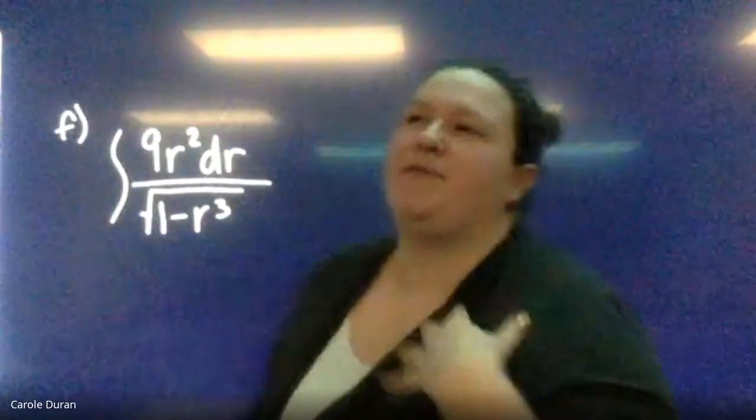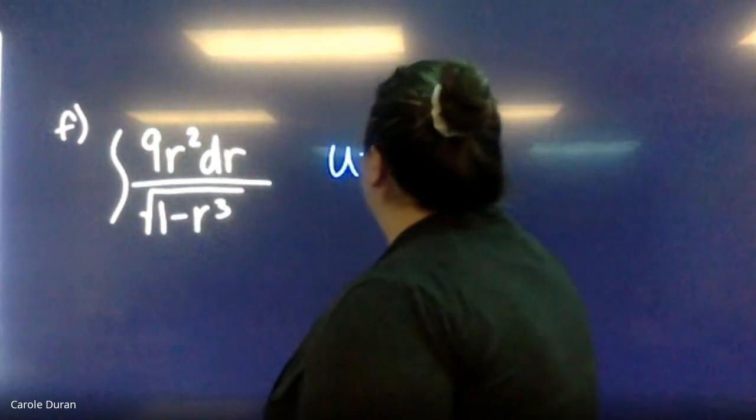So we are starting with example F from the notes, which is the integral of 9r squared dr over the square root of 1 minus r cubed. I use dr because my variable's an r. Okay, so I know I'm going to be using u substitution on this one. So the first thing I need to do is identify what my u is. Anybody have an idea? 1 minus r cubed. 1 minus r cubed is my u because it is the inside function that is inside of the radical.